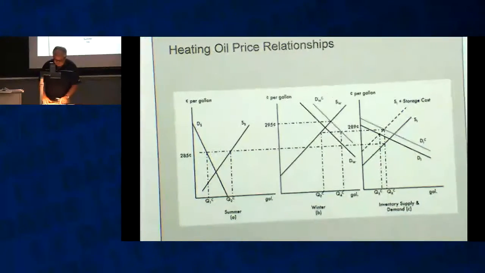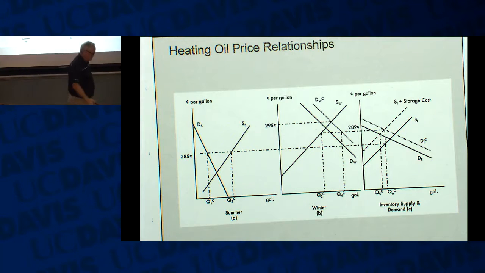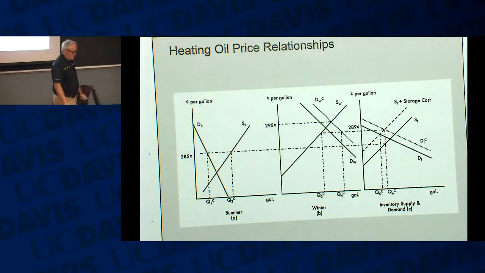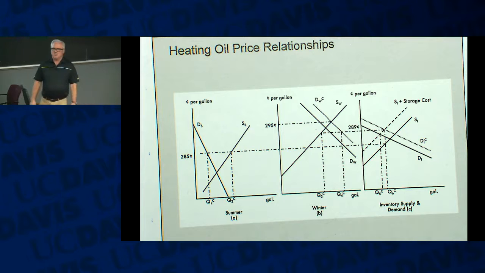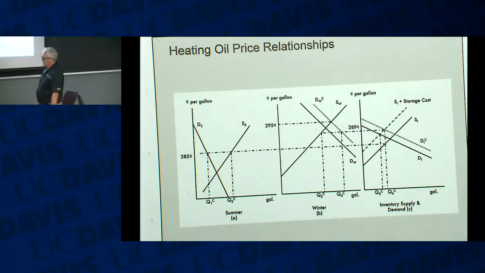So if we can continue with our heating oil example, we've established the fact that these markets are linked. They're linked through the storage activity. And I told you that if there's a shock to the market, then those equilibrium prices at 283, 287, they're going to change. So what could shock this market?